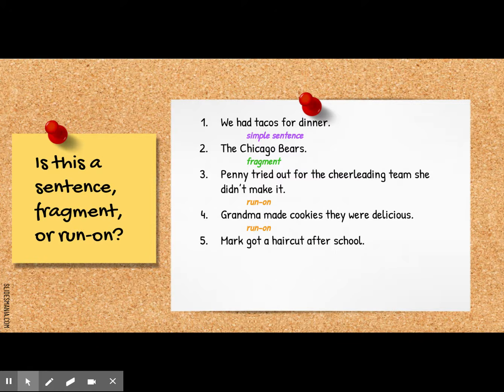Number 5, Mark got a haircut after school. This is a simple sentence. Our subject is Mark. What's he doing? He got a haircut after school. And finally, number 6, my fuzzy green hat. This is a fragment. We don't know what the fuzzy green hat is doing.